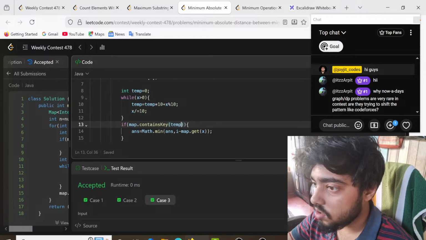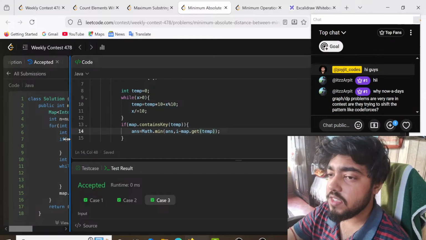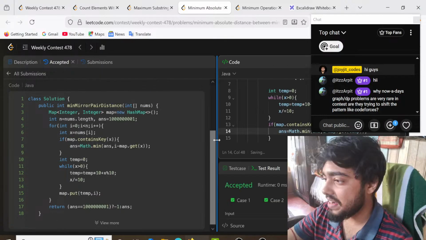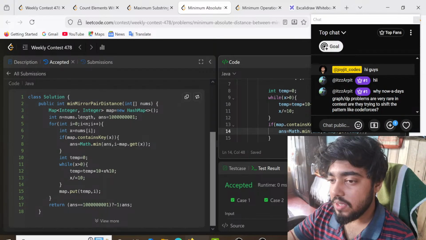That would also work. So anyways, this is very similar to the two-sum problem where you make the complement and check if it is present earlier or not. So it is very similar to that, and at the end what you can do is answer is equal to this number. I'm considering this as an integer dot max value.